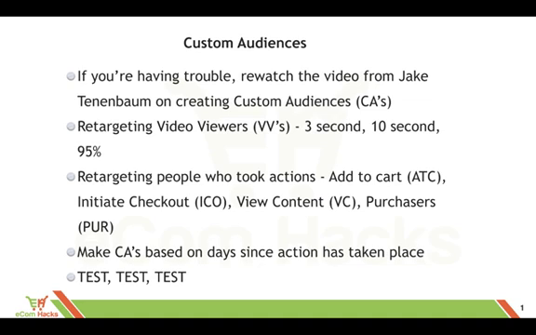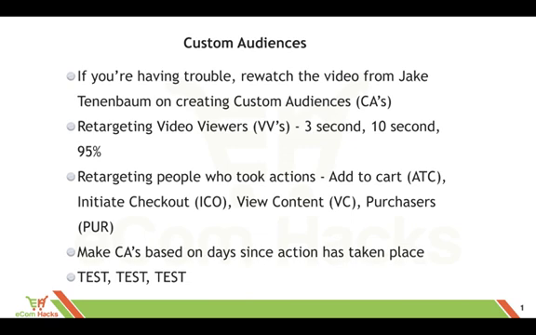I'm also going to include a PDF which shows you all the audiences that you should make. And you want to make these for every product. Every product that you're testing, you want to make all these audiences for. Basically, custom audiences are for retargeting people who take a certain action. So it could be someone who watched your video 3 seconds, or someone who watched it 10 seconds, or 95%. They have the option to target 25%, 50%, 75%. There's tons of different options.